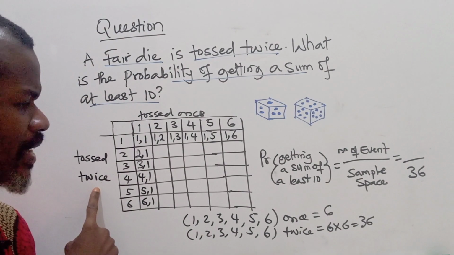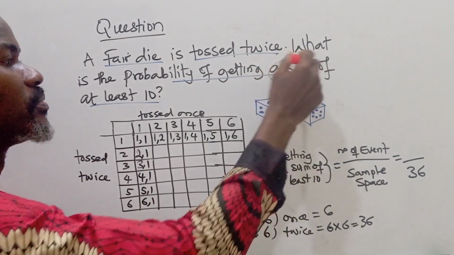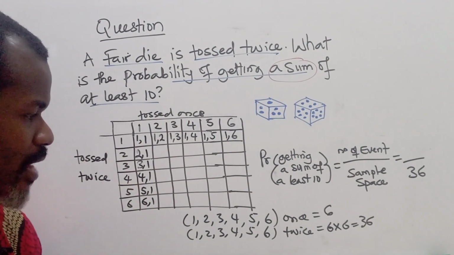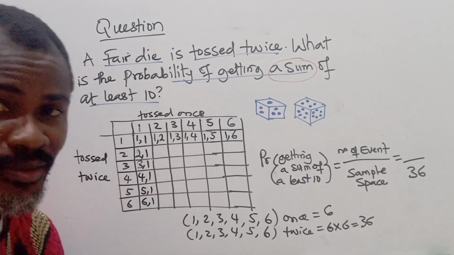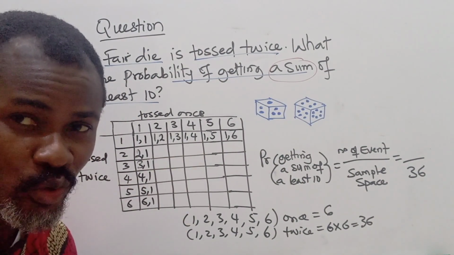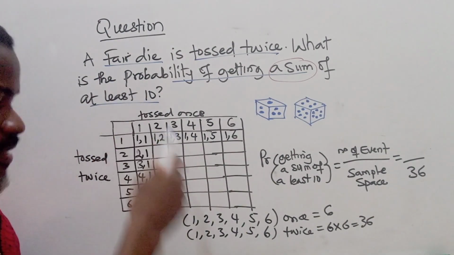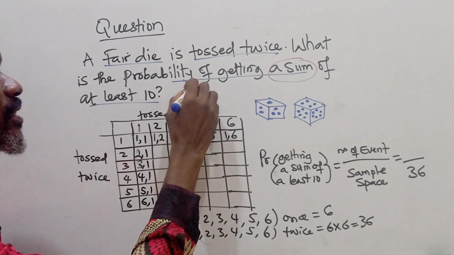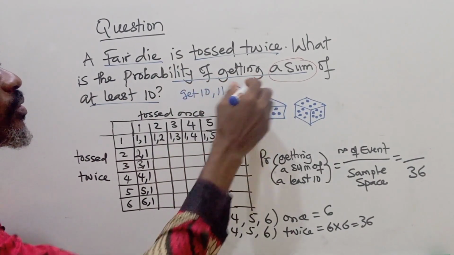So now the idea is, since the question says sum, what I'm going to quickly do is add the numbers that are appearing while we toss the die. So the idea is, getting at least 10 means we have to get 10, 11, and 12.